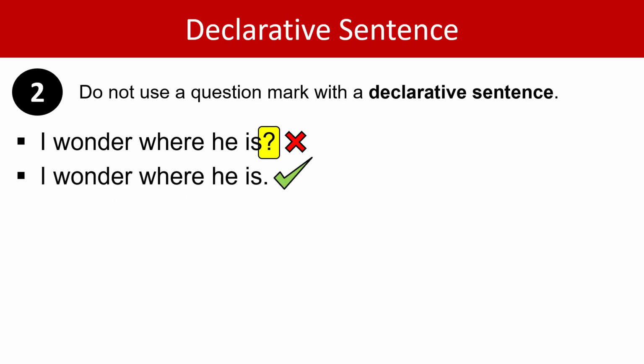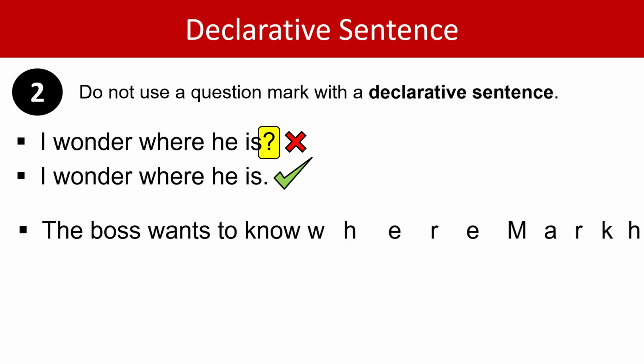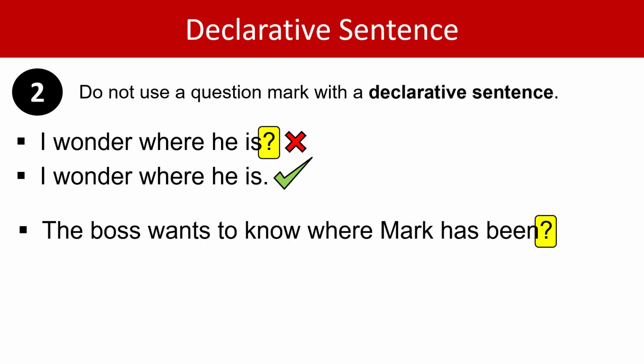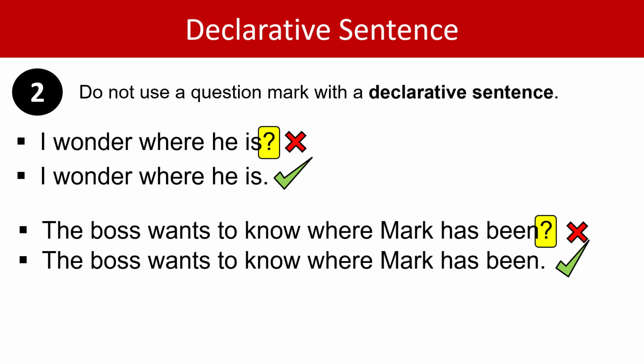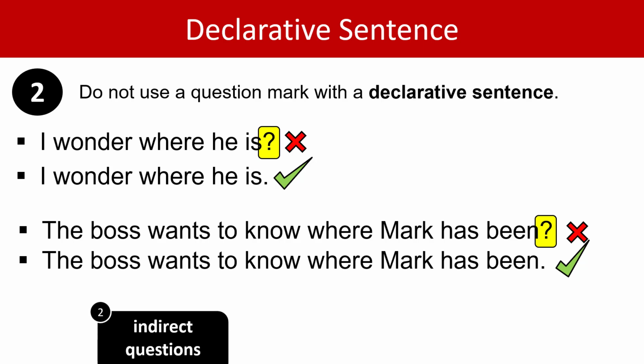Let's do another one. The boss wants to know where Mark has been. Again, it has the sense of a question, but it's not a question. It is a declarative sentence. Here is the correction with a full stop or a period at the end. This is now correct. Again, you can read more about this mistake in the lesson on indirect questions.